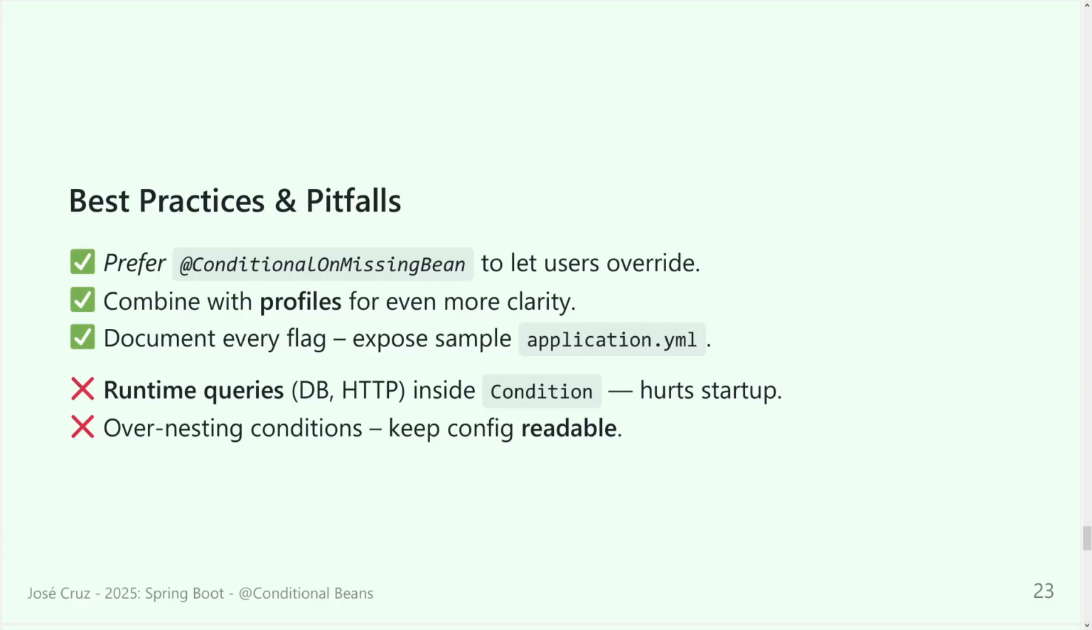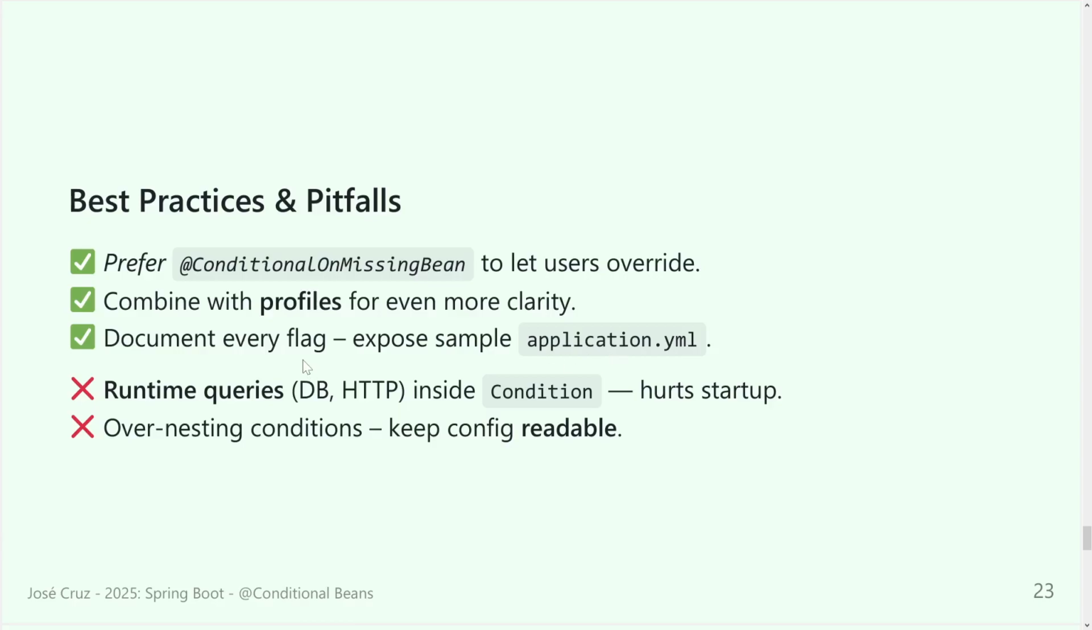So, best practices and pitfalls: prefer conditional on missing bean to let users override. If you understand the concept, you add this to the current code, and as soon as you have a new version, the new one will override this one, because the missing bean condition becomes false, so this will be ignored. Combine with profiles for even more clarity, and document every flag, expose samples.